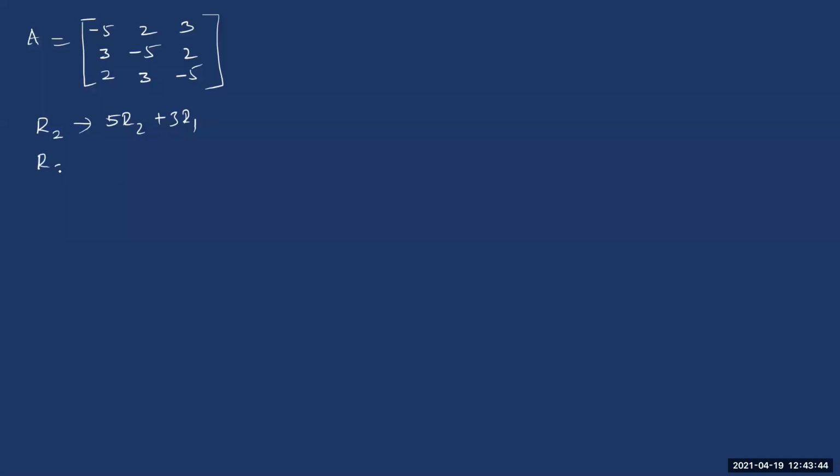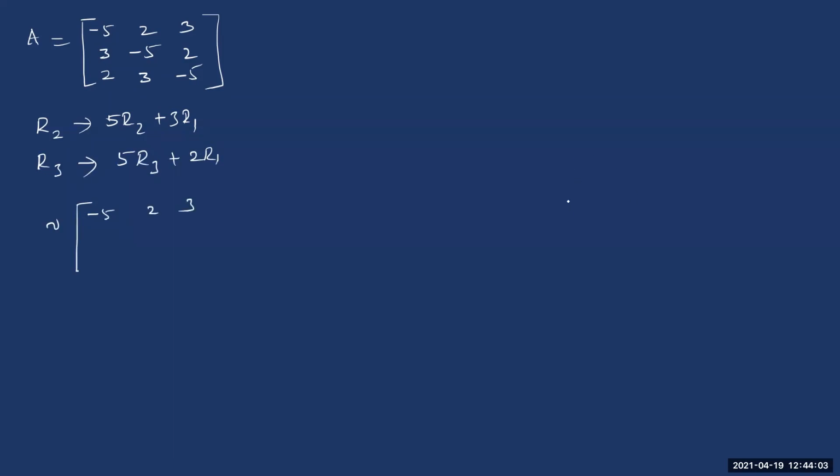In a similar way, for the third row, a similar thing can be done. Again, 5 is a prime number, so I'm just taking a kind of cross multiplication. So it is 5 R3 plus 2 R1. For convenience, let me just proceed like this. I'm not changing anything in the first row, so let it be like this: minus 5, 2, 3.